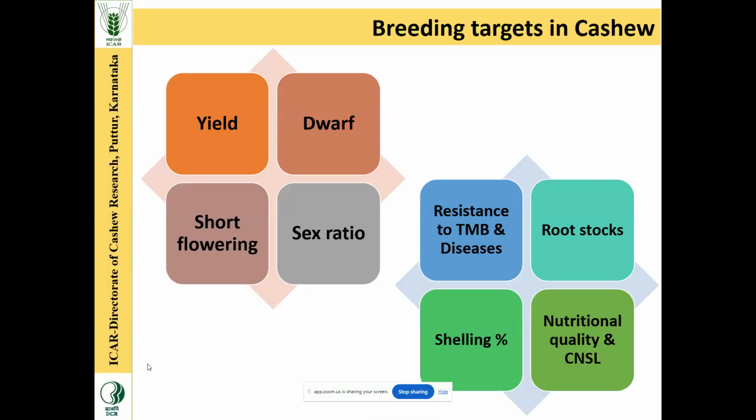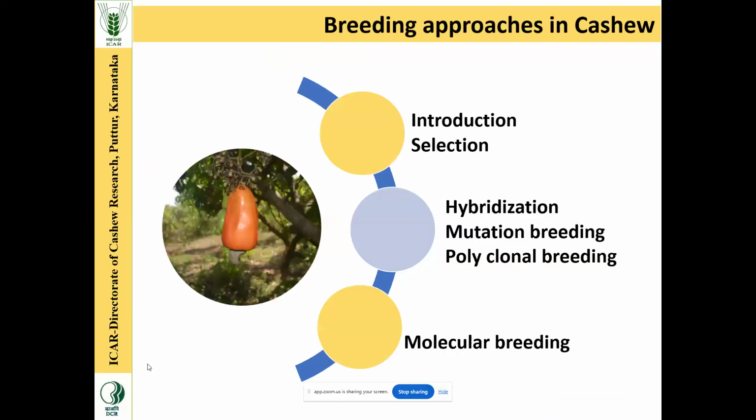So the main breeding targets in cashew are, one, the variety should be dwarf in stature, with short flowering duration and high sex ratio. Another aspect is resistance to pests and diseases, mainly the TMB, tea mosquito bug pest, and some of the minor diseases also, and high shelling percentage. The variety should have high shelling percentage and nutritional quality as well as CNSL content.